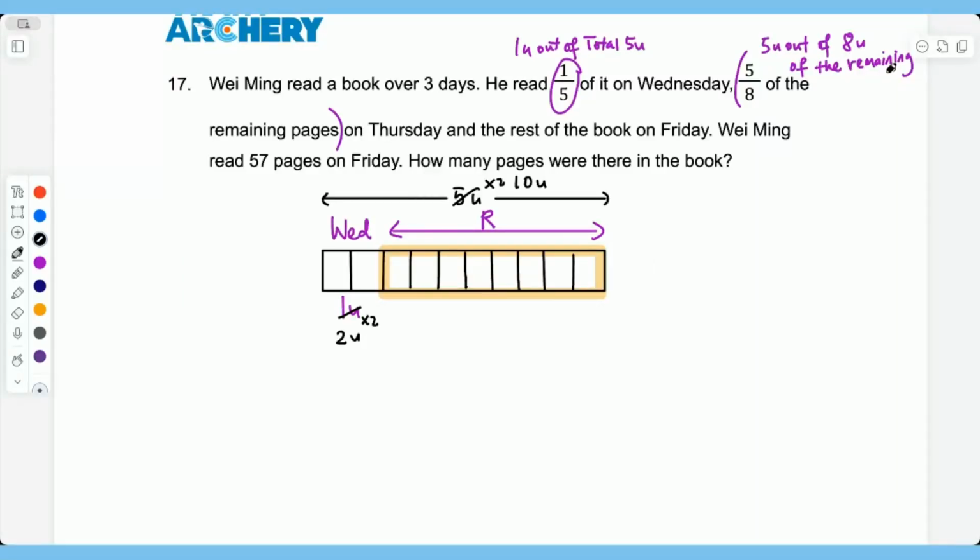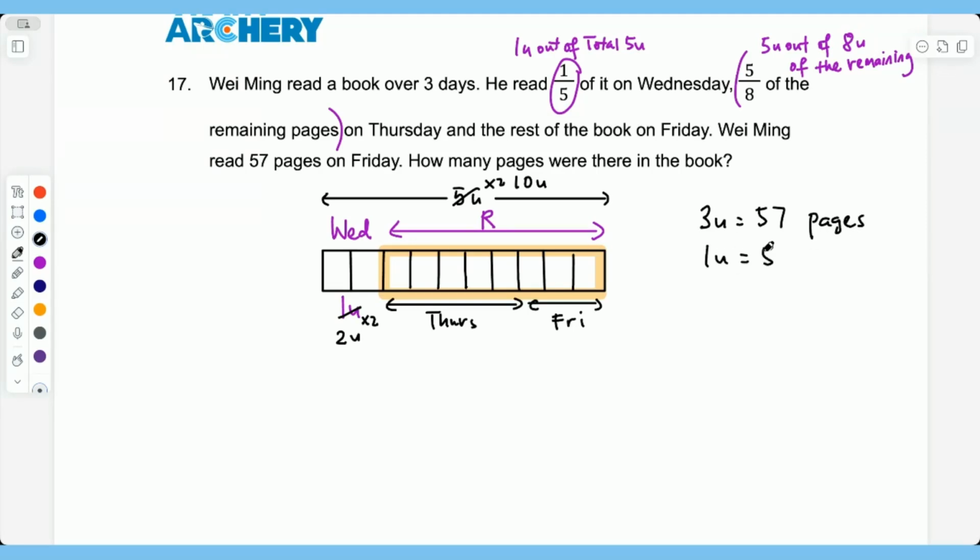5 out of the 8 remaining units is for Thursday. So we have 1, 2, 3, 4, 5. These 5 units is for Thursday. And the rest are for Friday. So these 3 units here, 1, 2, 3, is equals to 57 pages. Because on Friday, he read 57 pages.